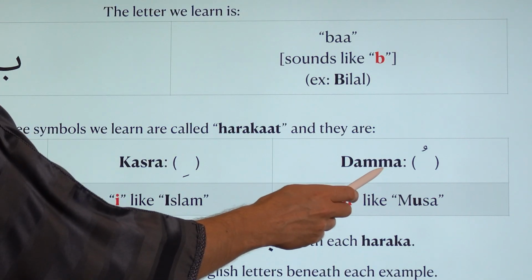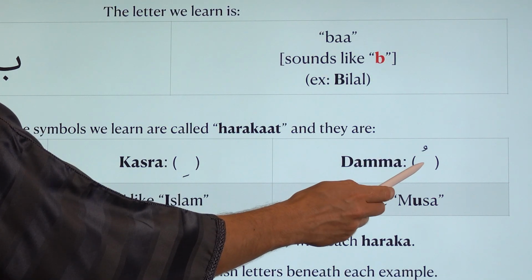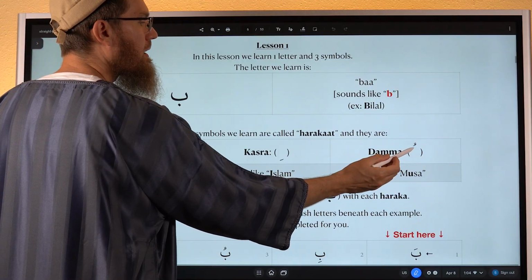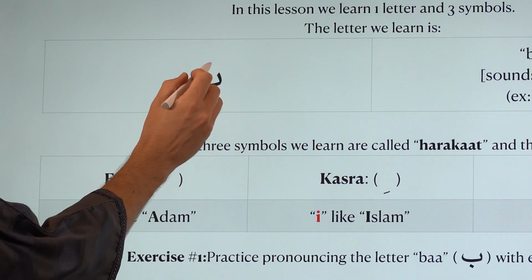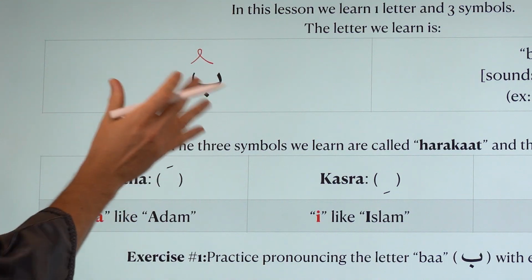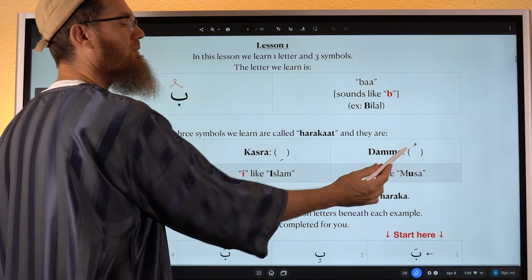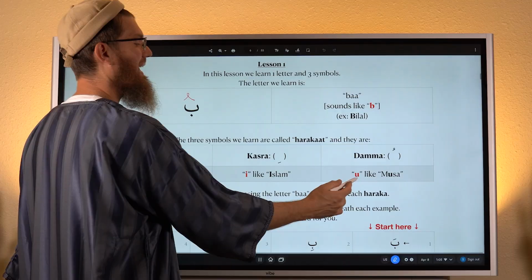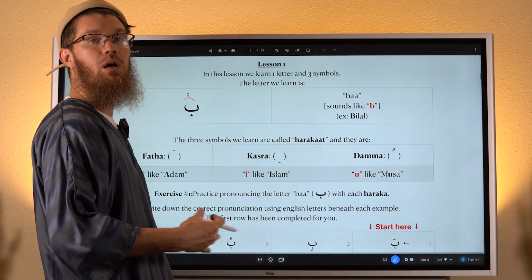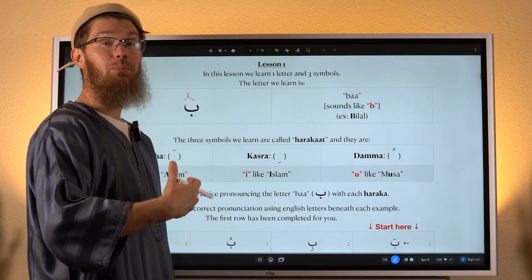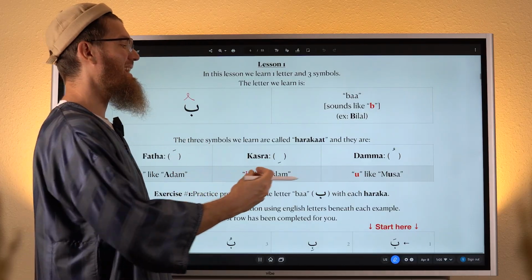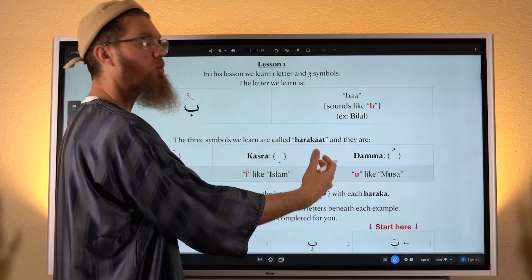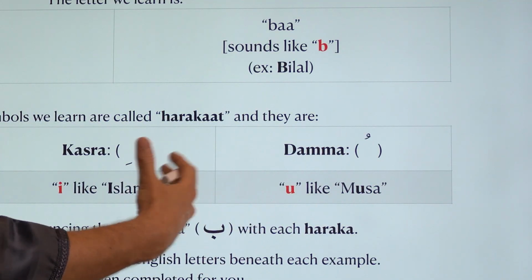Now the last symbol we want to learn in this lesson is the third harakah, the dhamma. And the dhamma looks like a loop shape that's written above a letter. For example, if we were going to write a dhamma above the letter ba, we'd make this loop shape above the letter. And the dhamma represents a vowel sound similar to the English U, like the oo sound in the name Musa. And something that might help you remember this is recognizing that the shape is like a loop, a loop that represents the oo sound.